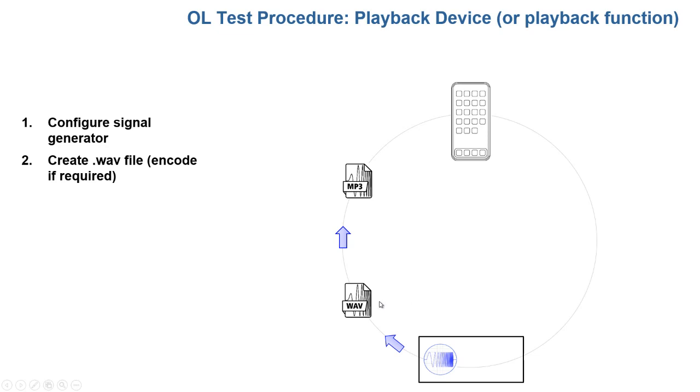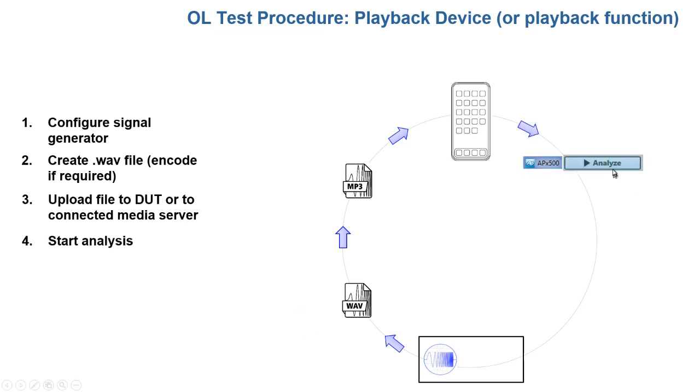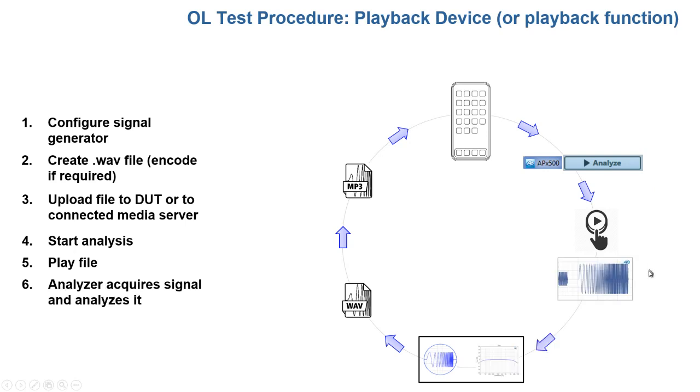And to play it from the device, we may have to encode it. So some devices can't play wave files directly. They have to play, for example, an MP3, or it could be a video file. So we may have to encode the file. We upload the file to the device under test or to a connected media server. We start the analysis in the APX software. We play the file, and the analyzer acquires the signal and analyzes it.